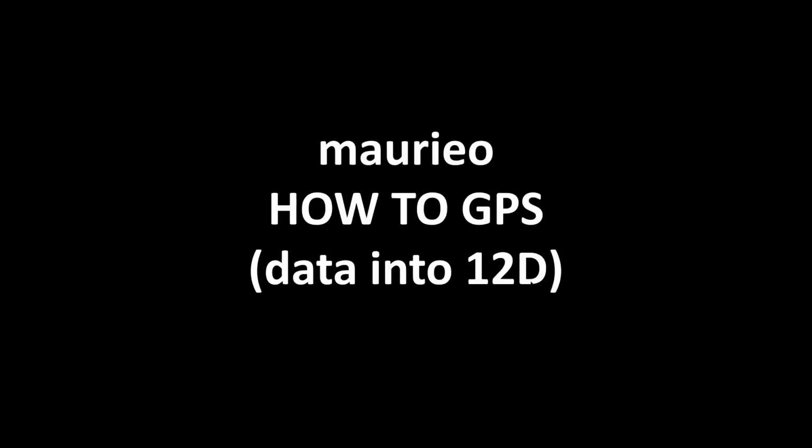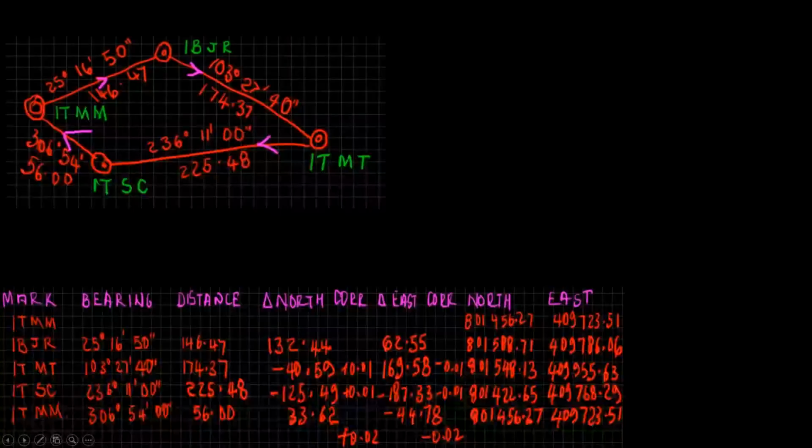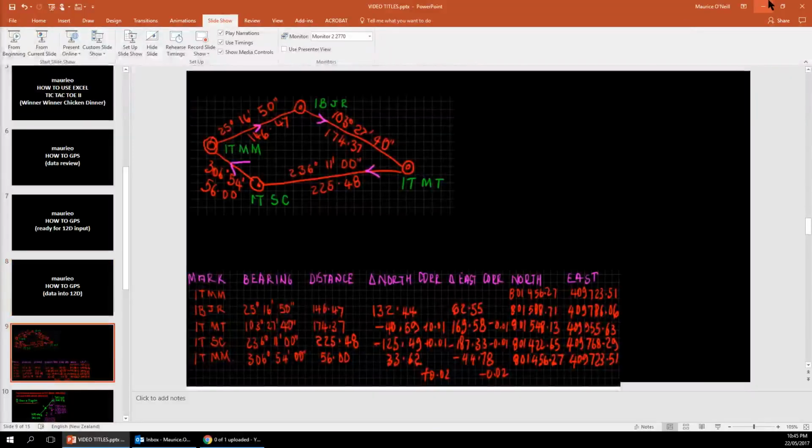Well, hi. In this video, I'm now, having got the data into a format where I can put it into 12D, I'm now going to, unsurprisingly, put it into 12D. So let's see how we go about doing that. So first of all, we escape out of there and get out of our PowerPoint, and I guess we fire up 12D.